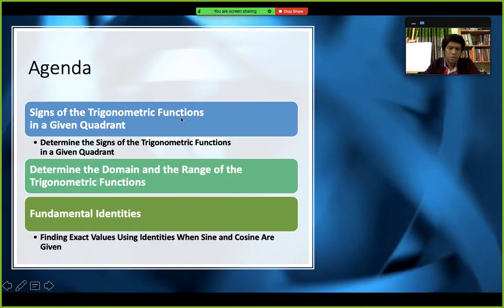Sign of trigonometric functions in a given quadrant. Although we slightly discussed this topic in one of our lessons, it is still relevant here, so we will go through that. Then determine the sign of trigonometric functions, and from this topic we have some practice maths. Then determine the domain and range of the trigonometric functions, which is a big topic here. Then fundamental identities, very useful for solving the maths. From the fundamental identities we will solve some maths. So that's our target. Then the homework as usual.